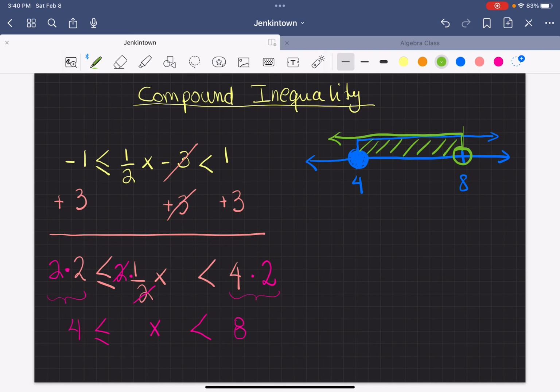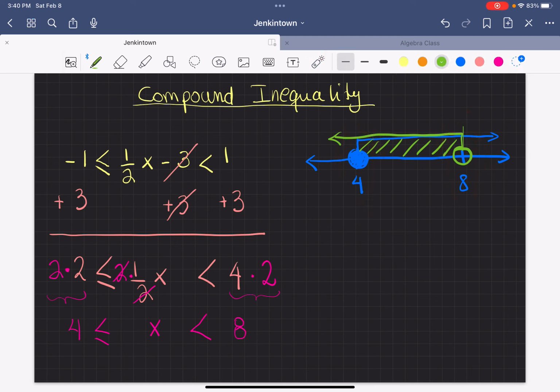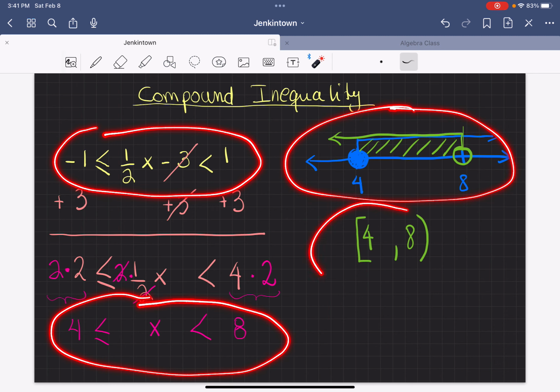And from the graph, I write my interval. Left side first, and then the right side. So on the left side of my interval, I have 4. The 4 is included, so I write a bracket. Then on the right side of my graph, I have an 8. The 8 is not included, so it's a parenthesis. That is my inequality and its solution written using symbols, in a graph, and in interval form.